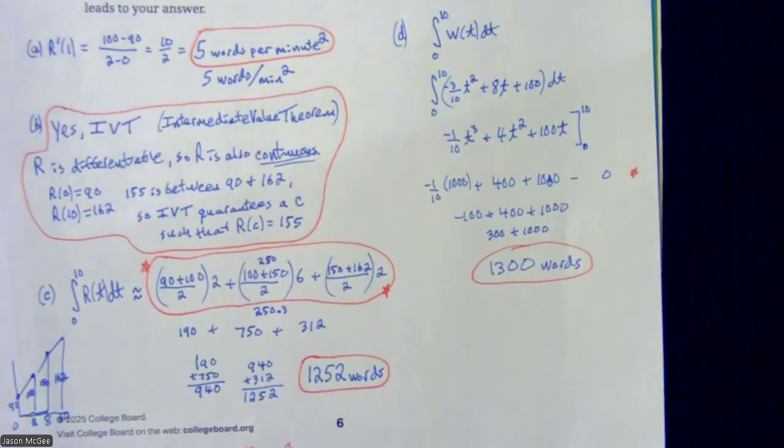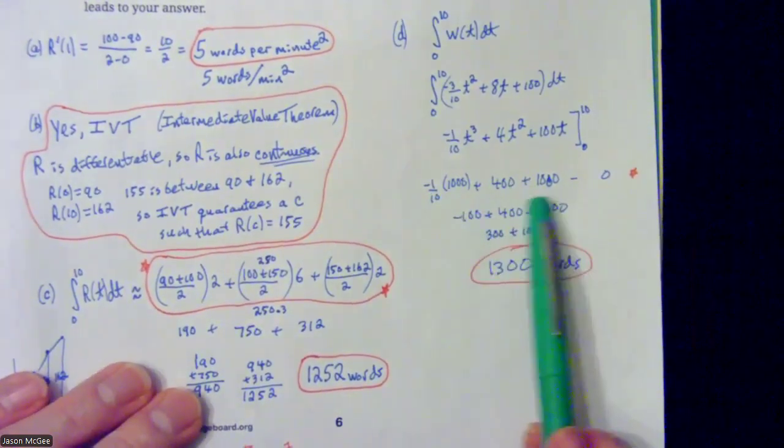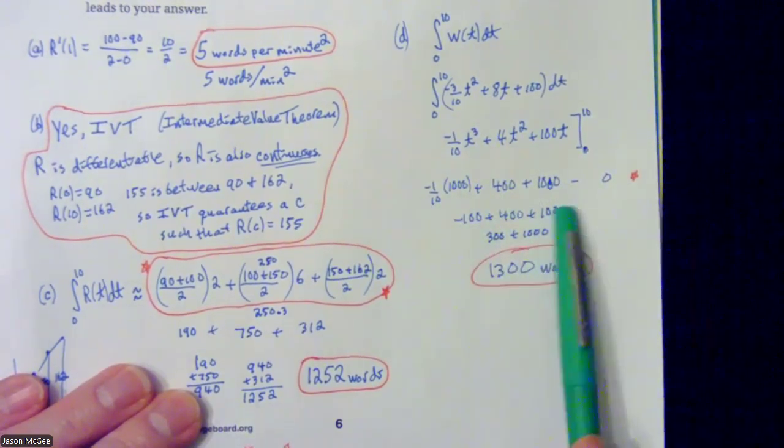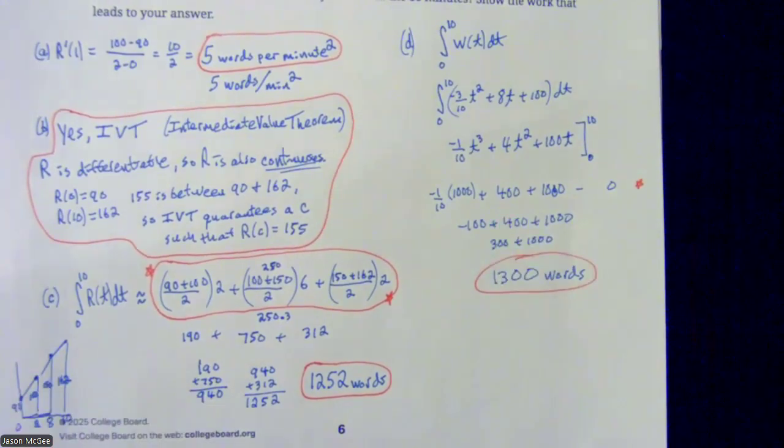But if the arithmetic is ever a little bit too crazy, you've got to do the integral properly, plug in the numbers, and then they'll accept an equivalent answer right there. You just leave that alone. And then, yeah, that's it.